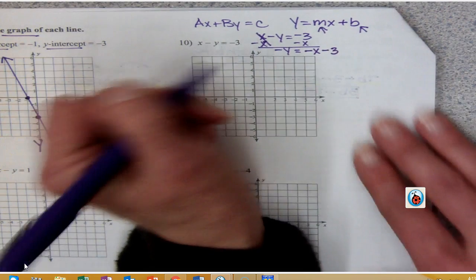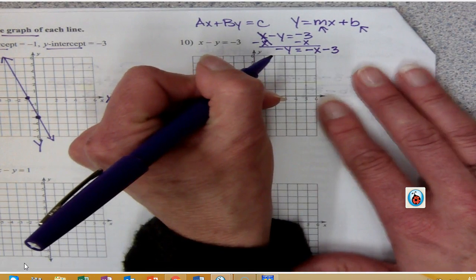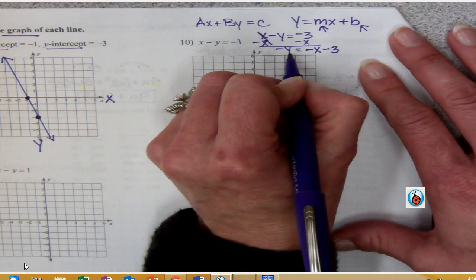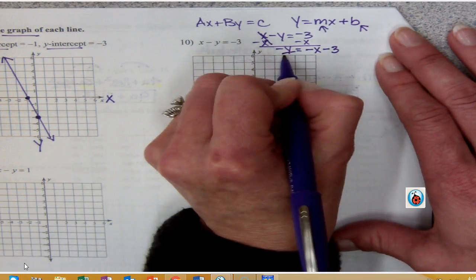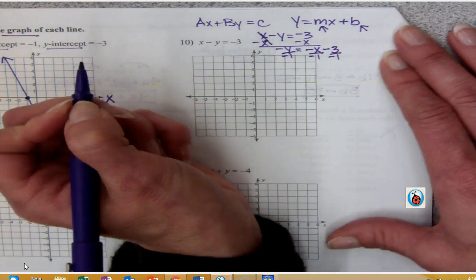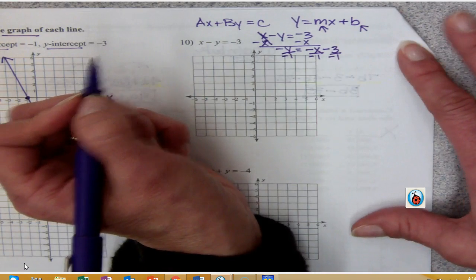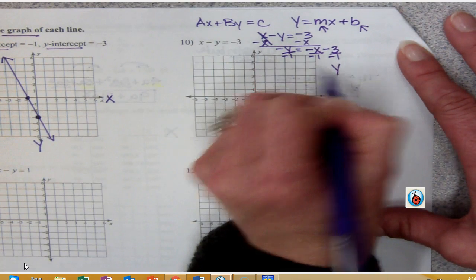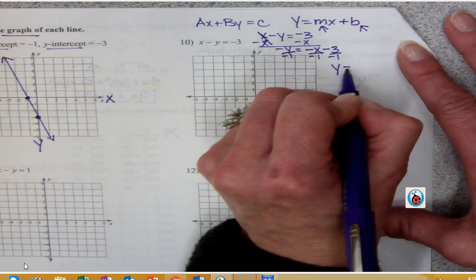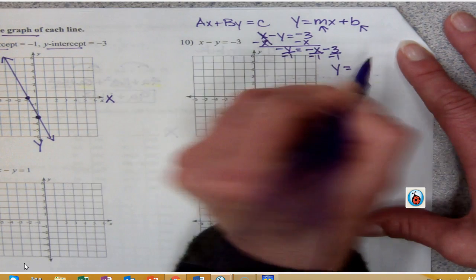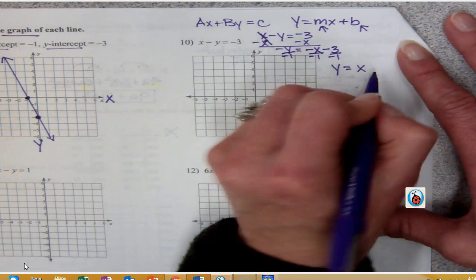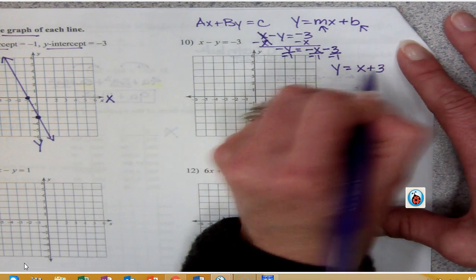The problem here is that now I've got -y. So in order to change that -y, I'm going to have to divide by -1. When I divide by -1, that's going to effectively change all of my signs. So I get y, positive y, because a negative over a negative is a positive, equals a positive x. A negative over a negative is a positive, so I get +3.